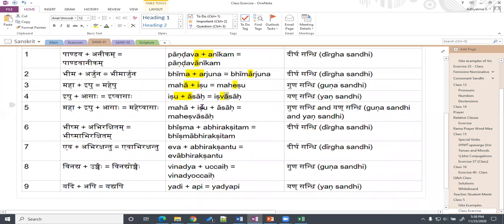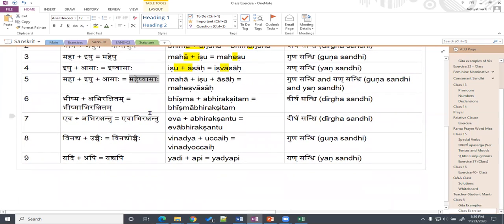Then Maha Ishu Asa. So now I have put these three words together, and you see it becomes Maheshwasaha. Just putting them together. Nothing more than that. So Maha means great, Ishu means arrow, Asa means the one who throws the arrow, means great archers. So this is what the word means. So here two sandhis are taking place. When you see the text, you will find this word, and when you try to split, you have to split into three words. First two words Guna Sandhi and then Yana Sandhi.